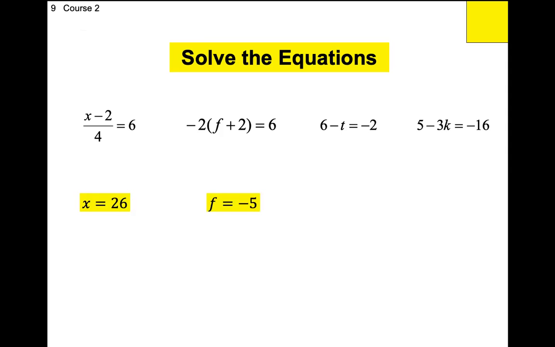Yes. When you did the distributive property, read me what you got. Read me what you got. First line, quiet please.